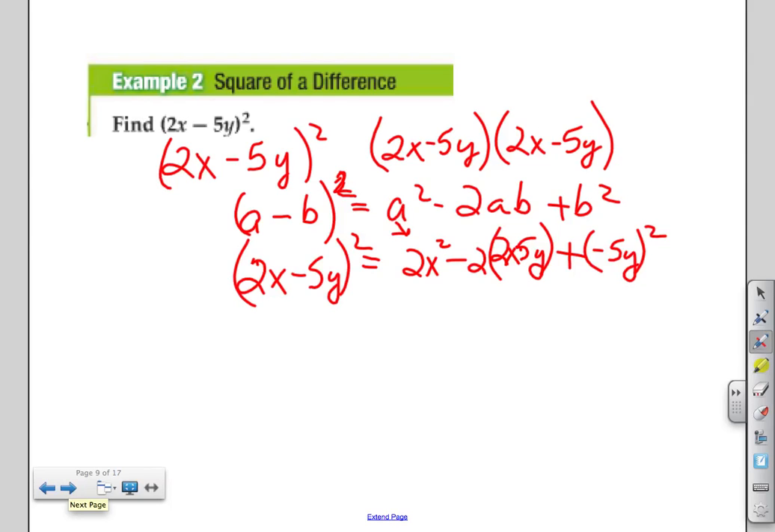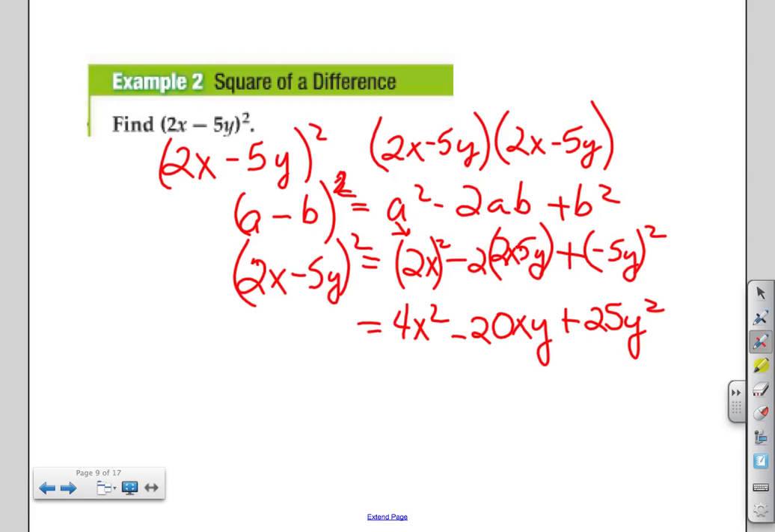Okay? I should put that in parentheses, excuse me. All right, so what do we have here? We have 4x squared minus 2x times 5y is 10xy times negative 2 will be negative 20xy plus 25y squared. All right, did everybody see that?